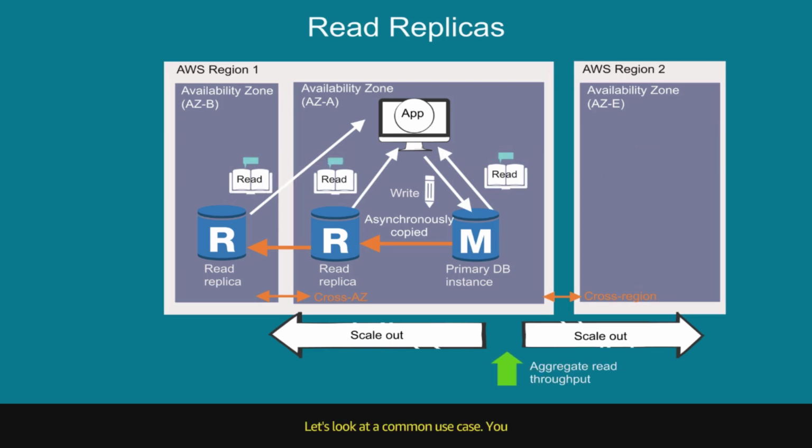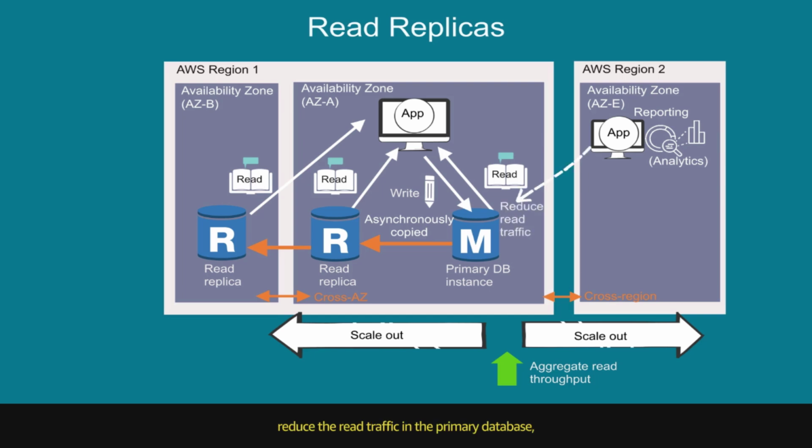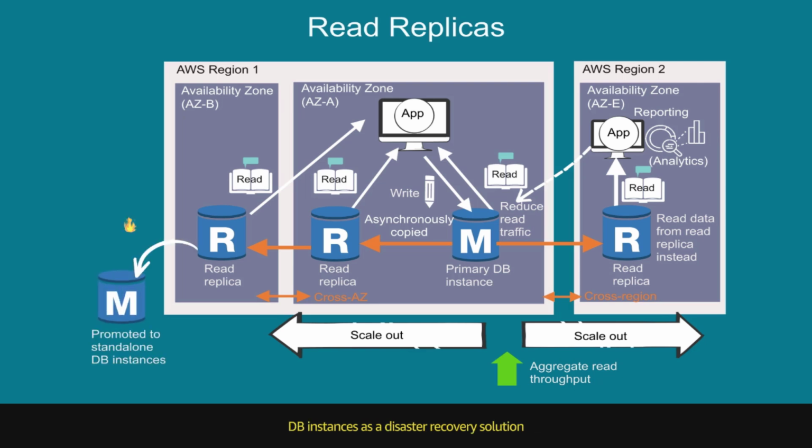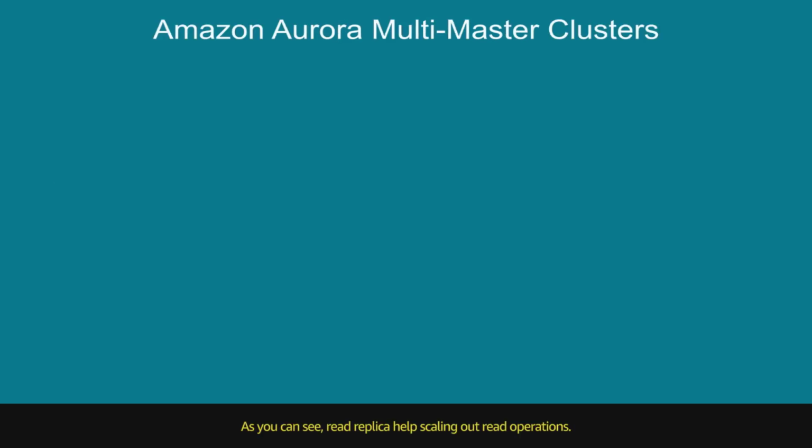Let's look at a common use case. You want to run a reporting application that performs some analytics on the RDS database. In order to reduce the read traffic in the primary database, you can create a read replica for the reporting application to read data directly from the read replica instead. Read replicas can also be promoted to standalone DB instances as a disaster recovery solution if the primary DB instance fails. As you can see, read replicas help scale out read operations.